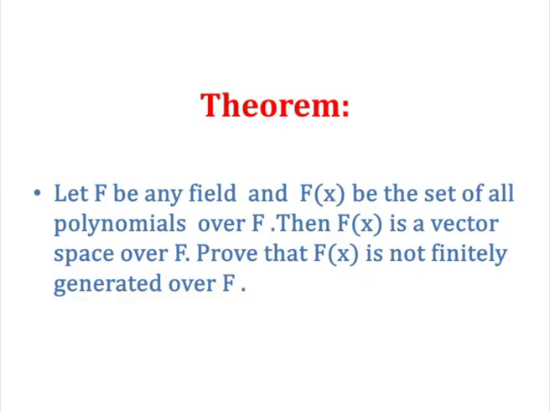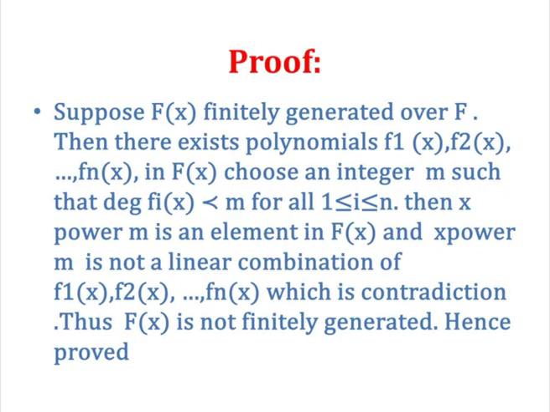Theorem: let F be any field and F of x be the set of all polynomials over F. Then F of x is a vector space over F. Then prove that F of x is not finitely generated over F. Proof: suppose F of x is finitely generated over F, then there exist polynomials f1(x), f2(x), and so on, fn(x) in F of x.